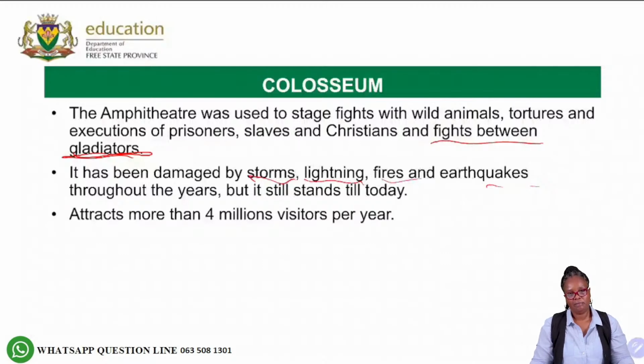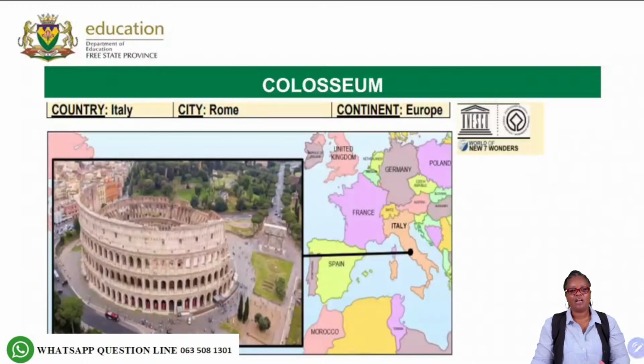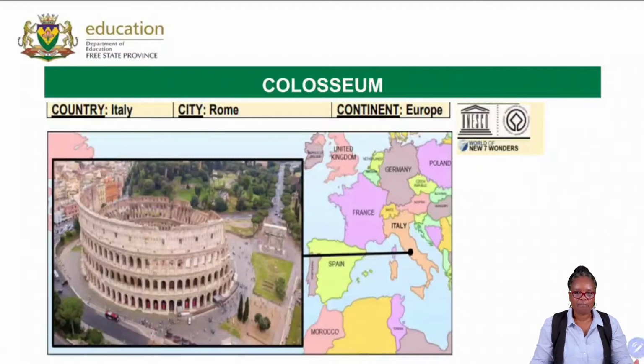How many tourists go to this attraction? It attracts more than 4 million visitors per year. So you have to know that per year it will attract more than 4 million tourists. And you know what happens when a tourist goes there? They need accommodation to stay, they use transport, they'll be buying souvenirs. It means income, foreign income to the attraction.